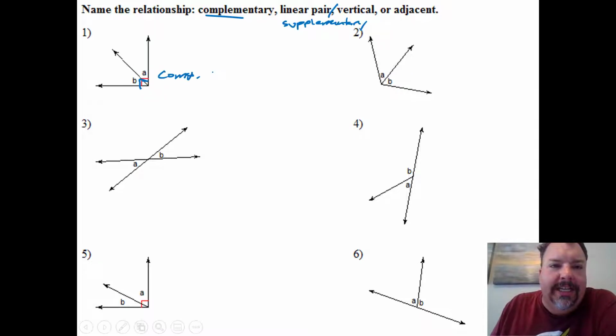I'm just going to abbreviate it, complementary. Number three. Here we see two angles that are across from each other. We see two intersecting lines. So these must be vertical angles.